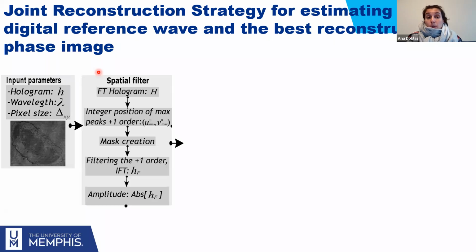Then it goes to a module related to spatial filtering. So you take the Fourier transform of your object. The program computes the position of the +1 center, which is going to be used as a seed for the minimization. And it creates a mask to filter out the +1 term and comes back to the space domain. If you want to do amplitude imaging, that's good enough. You don't need to go to the other modules. But since this is for quantitative phase imaging, we need to compensate as best as possible for the interference angle.